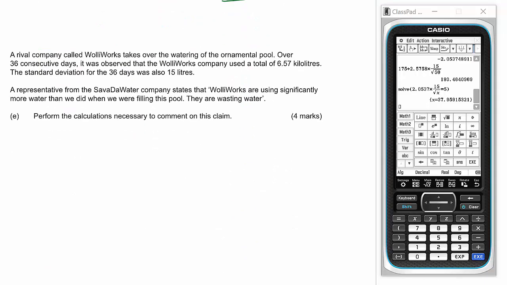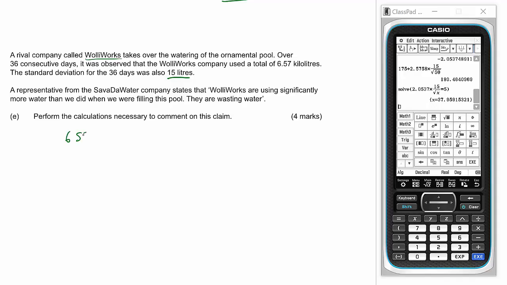A rival company called Wallyworks takes over the watering of the ornamental pool. Over 36 consecutive days it was observed that Wallyworks company used a total of 6.57 kilolitres. The standard deviation for the 36 days was also 15 litres. A representative from Save the Water states that Wallyworks are using significantly more water than we did when we were filling the pool. They are wasting water. Perform the calculations necessary to comment on this claim. So what I might do here is form a confidence interval for Wallyworks.